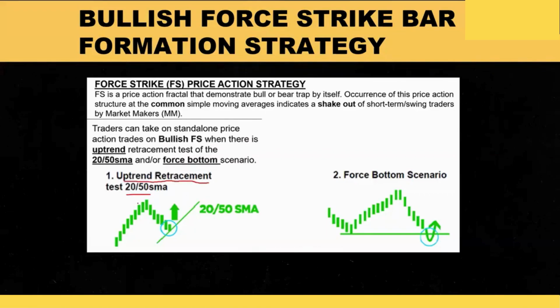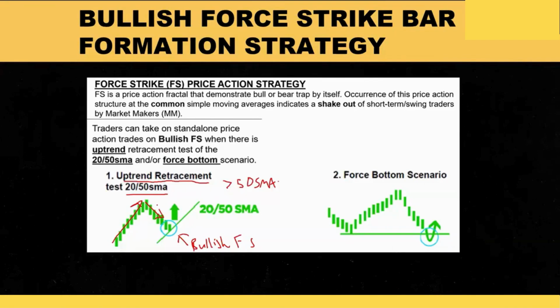Okay, uptrend retracement. What I usually like to see is that before the bullish FS forms, this blue circle is where the bullish FS would form at the 20 50 SMA. The price action must be above the 50 SMA in an uptrend retracement. Whenever we talk about uptrend, it means that the price action must be above the 50 SMA.